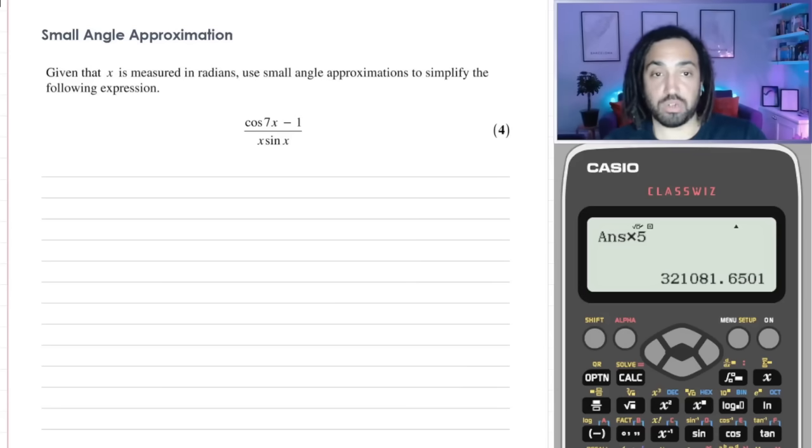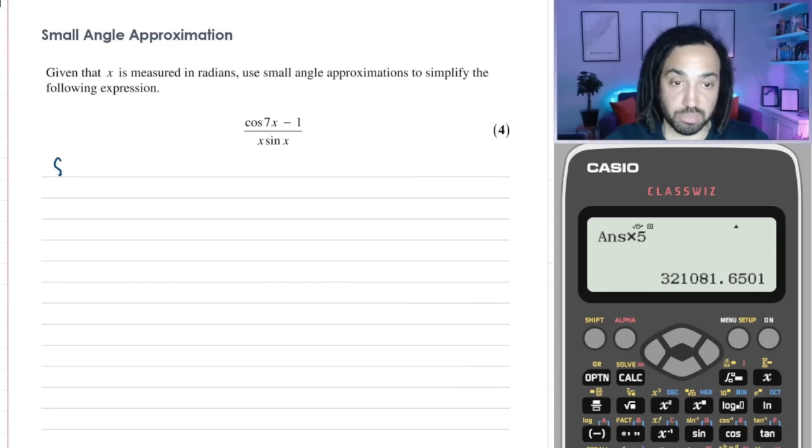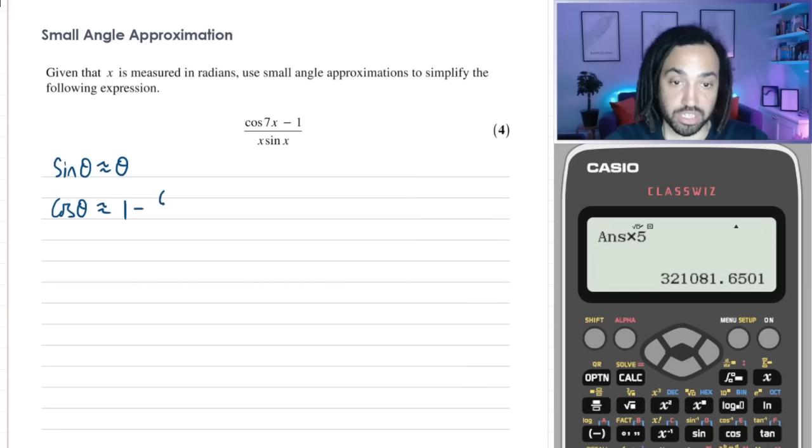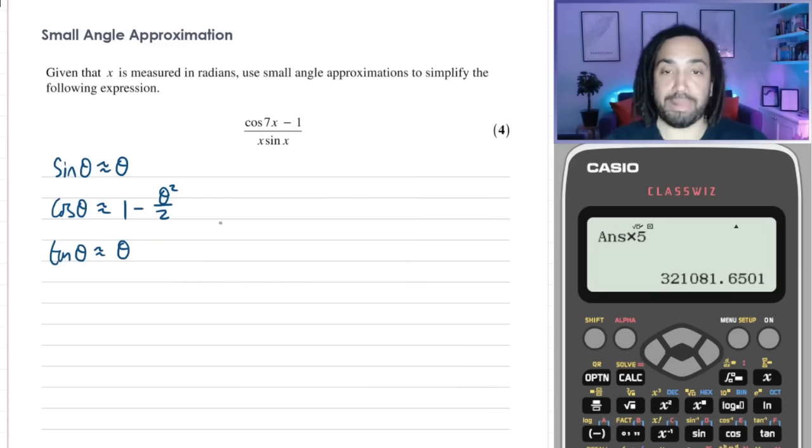Okay, small angle approximation. When x is measured in radians, then there are certain things that we need to know. And that is that sine theta is approximately theta. Cos theta is the tricky one. That one's approximately 1 minus theta squared over 2. And tan theta, for that matter, is also approximately theta.